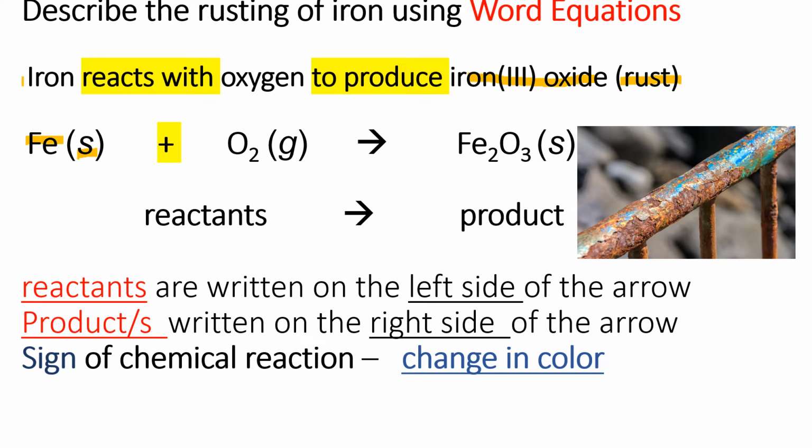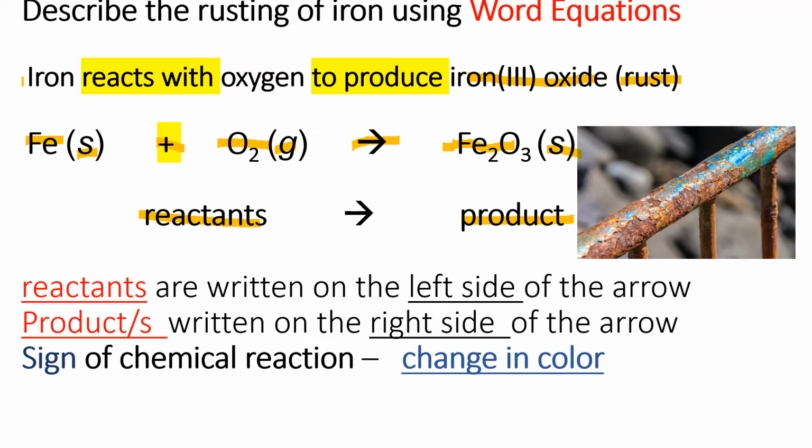And then instead of reacts with, we can simply use the symbol of plus, this one. And then with oxygen, so this is the symbol of oxygen gas. And it is a gas, so the state is gas. And to produce is replaced by the symbol arrow. And iron oxide, this is the formula of iron oxide, which is rust. And we know that rust is solid, okay? So as you can see, the reactants are written on the left of the arrow, and the products are written on the right side of the arrow.